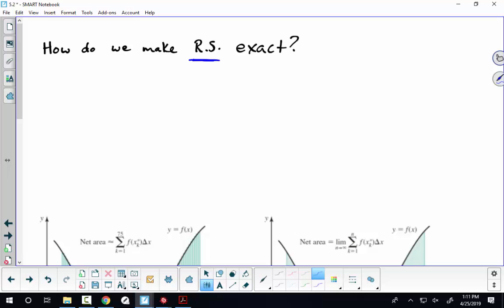Let's remind ourselves that the Riemann sum in sigma notation is defined as the sum from k equals 1 to n. So it's a finite sum; we're stopping at some number n. And then we evaluate f of x star sub k times delta x. Also, let's remind ourselves what that actually means. What is all that stuff?